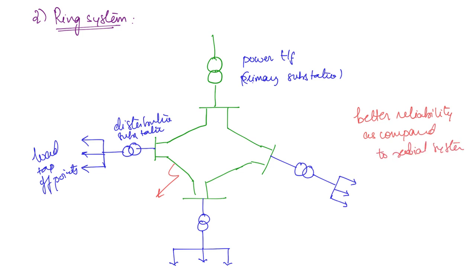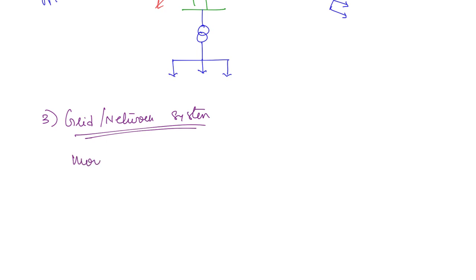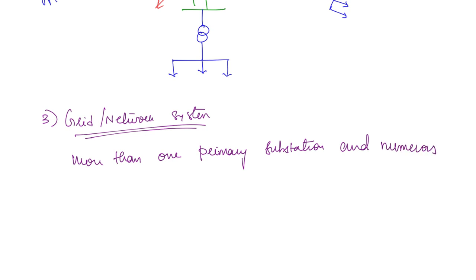Now the third type is the network or the grid system. Here there is going to be more than one primary substation and numerous other distribution substations. So this is going to be much more reliable, and it is what is currently in use. We have a grid system.